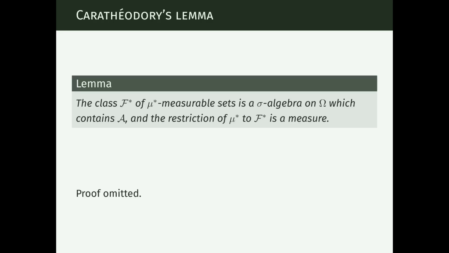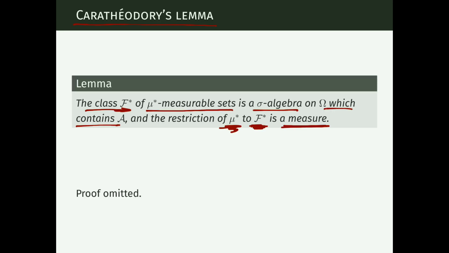And using those properties, it is possible to prove, but we omitted in this module, CARATHÉODORY'S lemma, which says the class F star of mu star measurable sets is a sigma algebra. It contains A, and if we restrict the outer measure to evaluate it only on sets of the family of measurable sets, then it is a measure. So it is not only sub-additive, it is sigma additive.